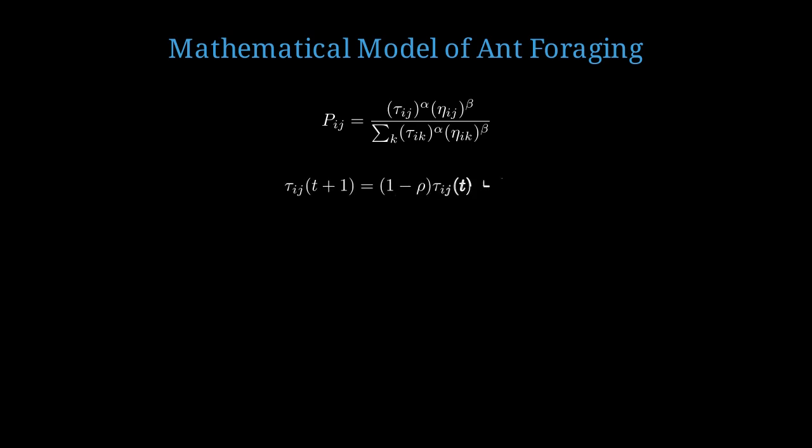The pheromone update rule: tau_ij at time t plus 1 equals (1 minus rho), the evaporation rate, times tau_ij at time t, plus delta tau_ij, the pheromone deposited by ants that use this edge.